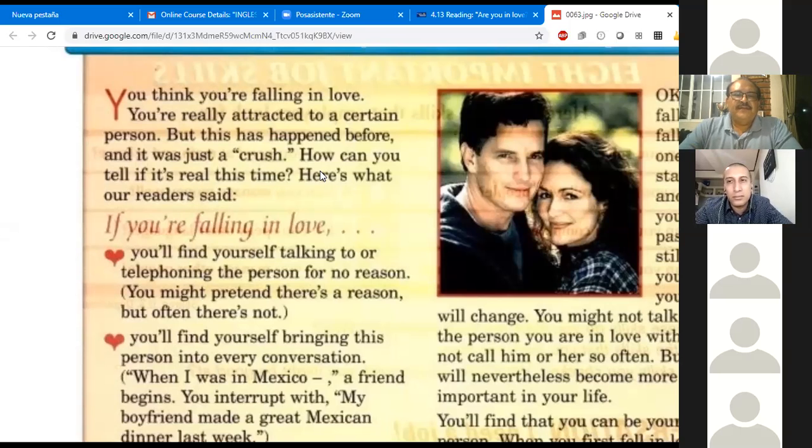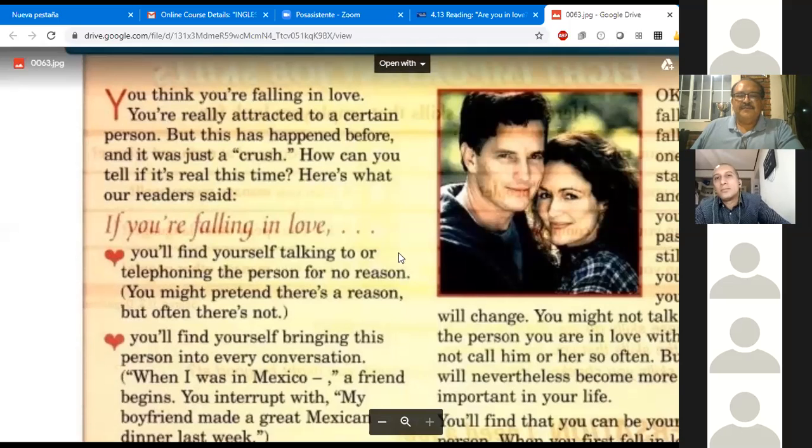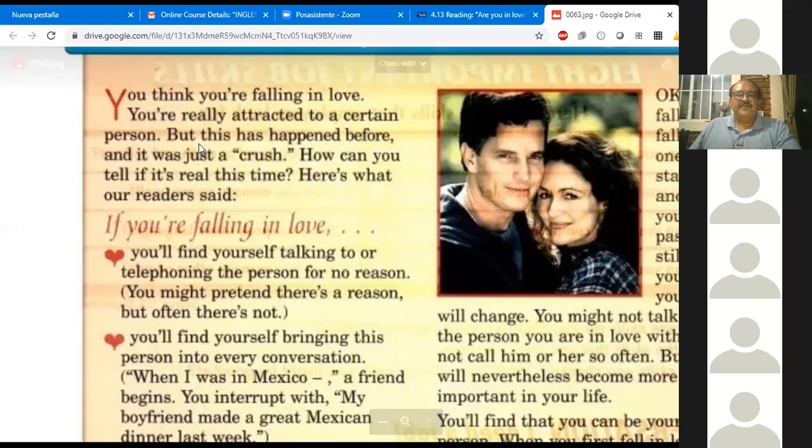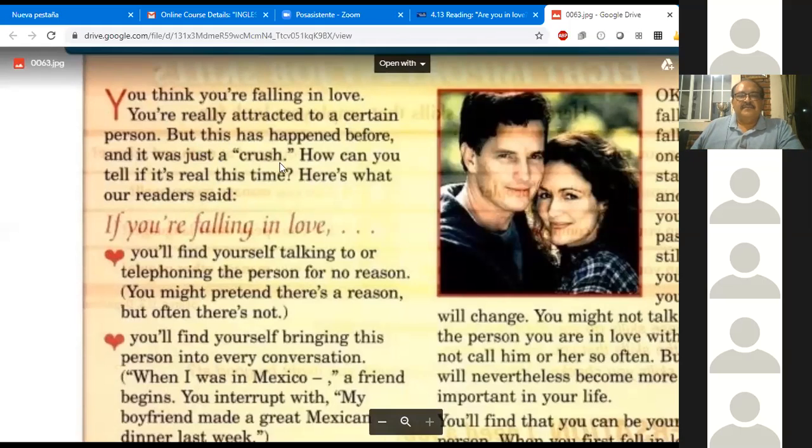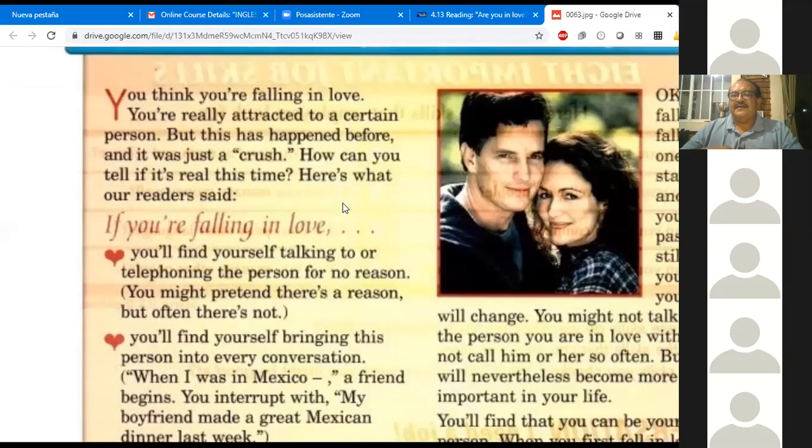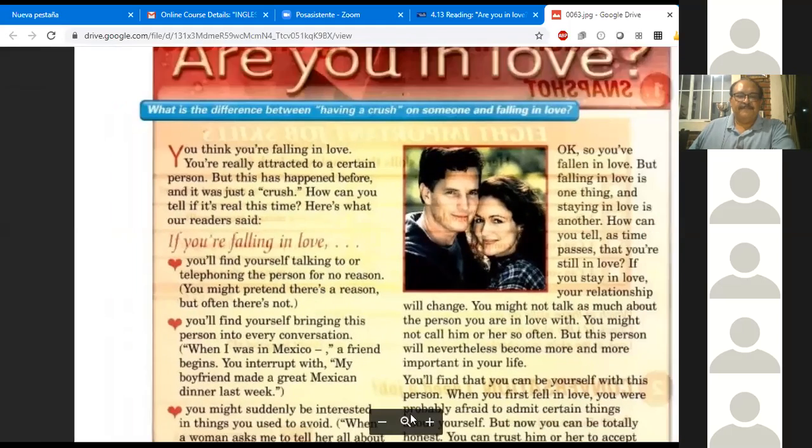This is what usually happens, especially with young people, that you feel you are falling in love. You're really attracted to a certain person. But sometimes it's only a crush, right? You see a person, but it's probably only physical attraction. It's not real love. An illusion, kind of. So a man sees a woman and says, oh, I like this woman, I love her, and then it's just a crush that is for the moment only, right?